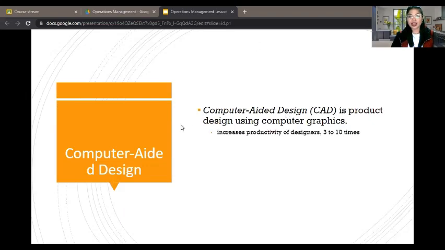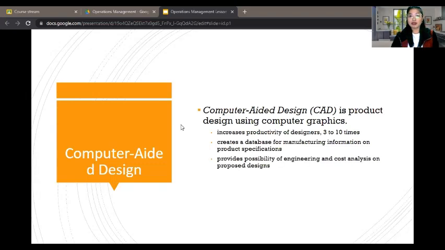Computer-aided design, or CAD, again, is product design using computer graphics and increases productivity of designers 3 to 10 times. This also creates a database for manufacturing information on product specifications and provides the possibility of engineering and cost analysis on proposed designs.